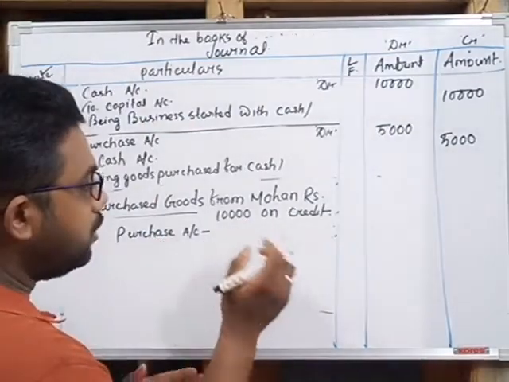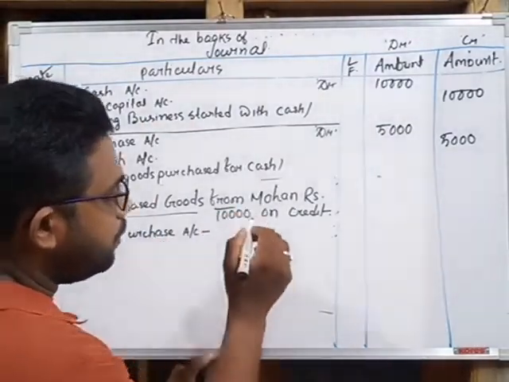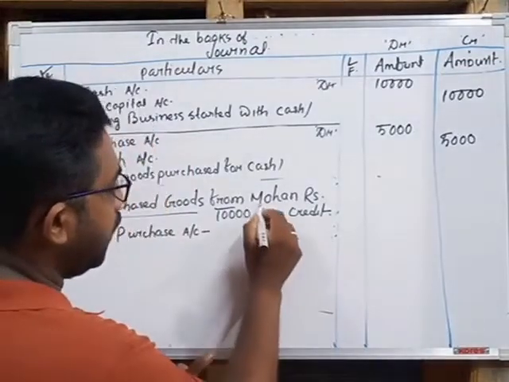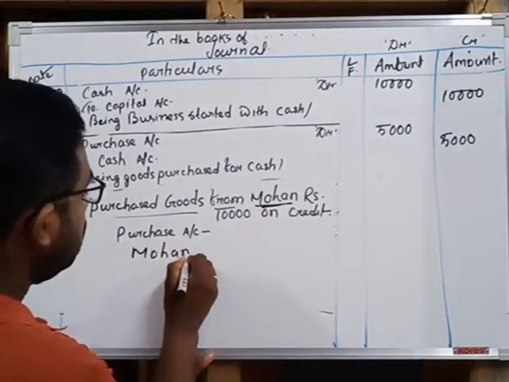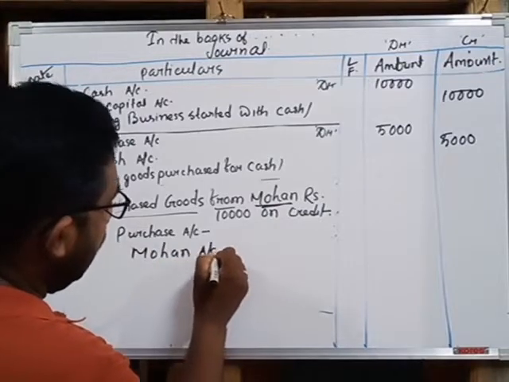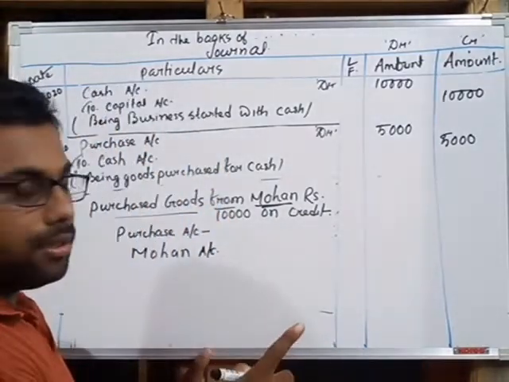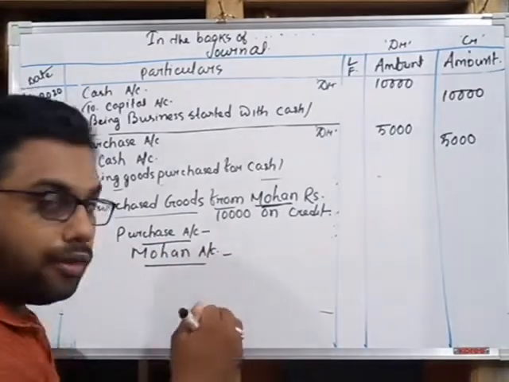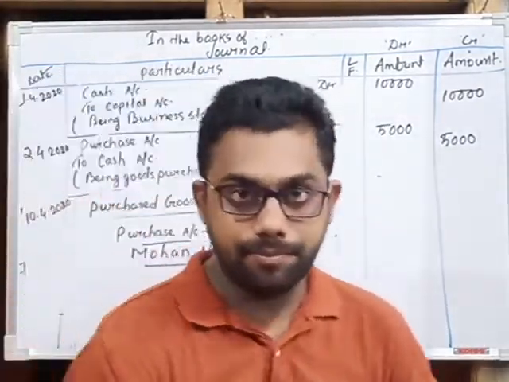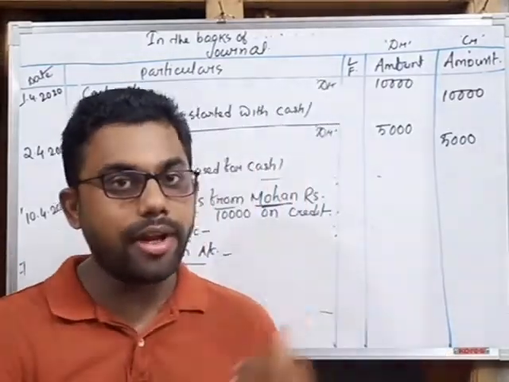And what will be the another account, from. So by from there is no account Mohan, so another will be the Mohan account. Mohan account. And remember one thing, one is purchase account, another is Mohan account. So I have identified that two account had affected by the transaction.